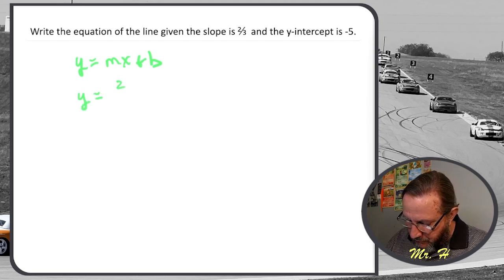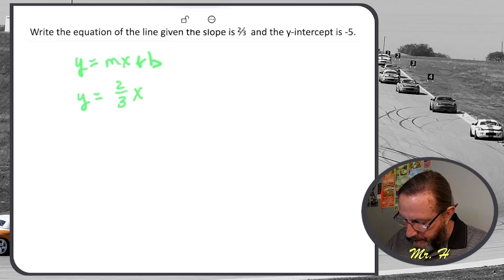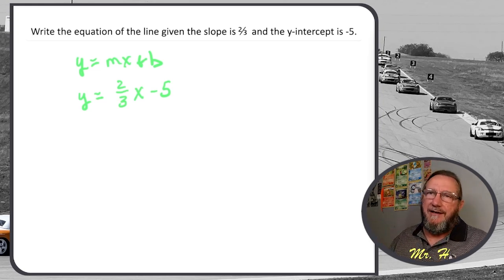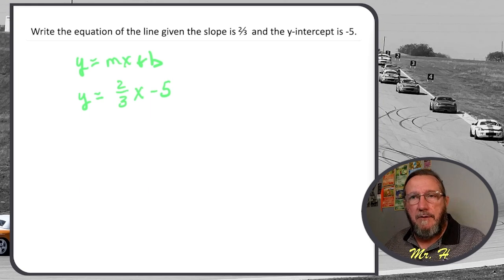Y is equal to 2/3 of x. Now we're going to write -5 here because that is our y-intercept. We didn't see that last time. If the y-intercept happens to be negative, then we sort of deviate from a plus b to a minus b because the number's negative. Hopefully that doesn't create too large of a stumbling block for you. Plus b really can kind of mean minus b if the b value happens to be negative. Okay, there's the first problem.